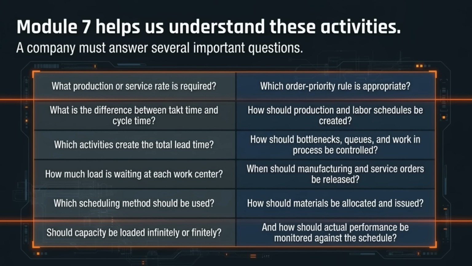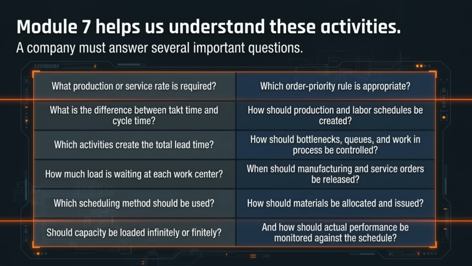Module 7 helps us understand these activities. A company must answer several important questions. What production or service rate is required? What is the difference between takt time and cycle time? Which activities create the total lead time? How much load is waiting at each work center? Which scheduling method should be used? Should capacity be loaded infinitely or finitely?